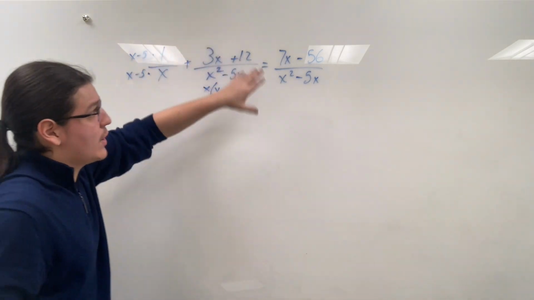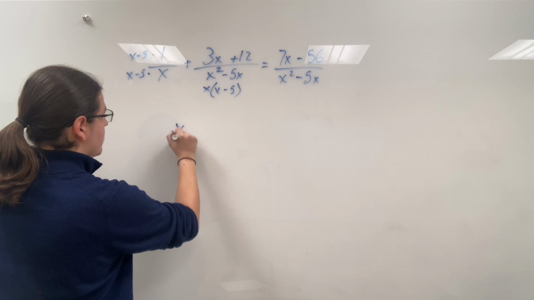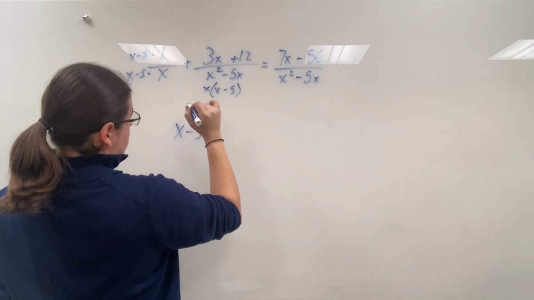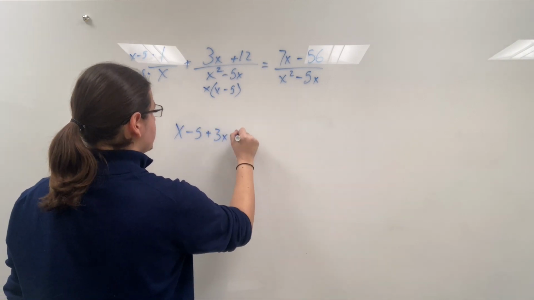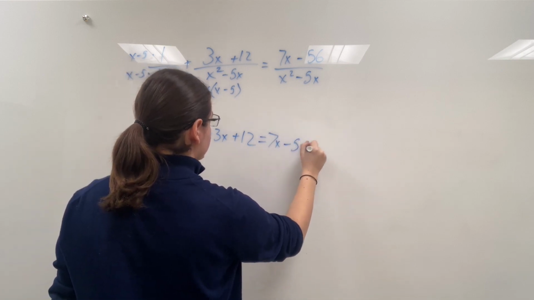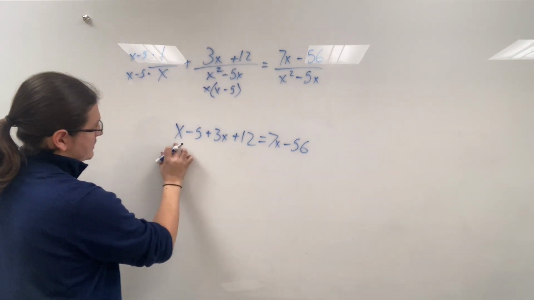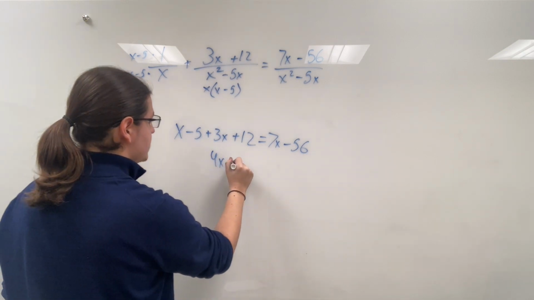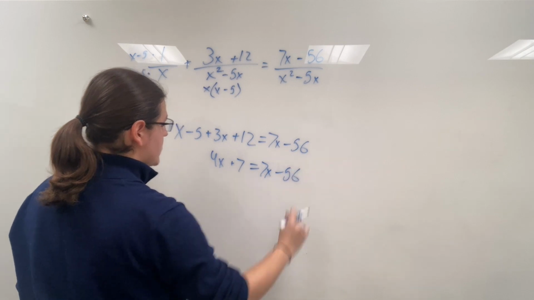So let's just write our numerators here. We're going to have x minus 5 plus 3x plus 12 is equal to 7x minus 56. Combine our like terms here. 3x plus x is going to be 4x. 12 minus 5 is going to be 7. We're going to keep that the same.